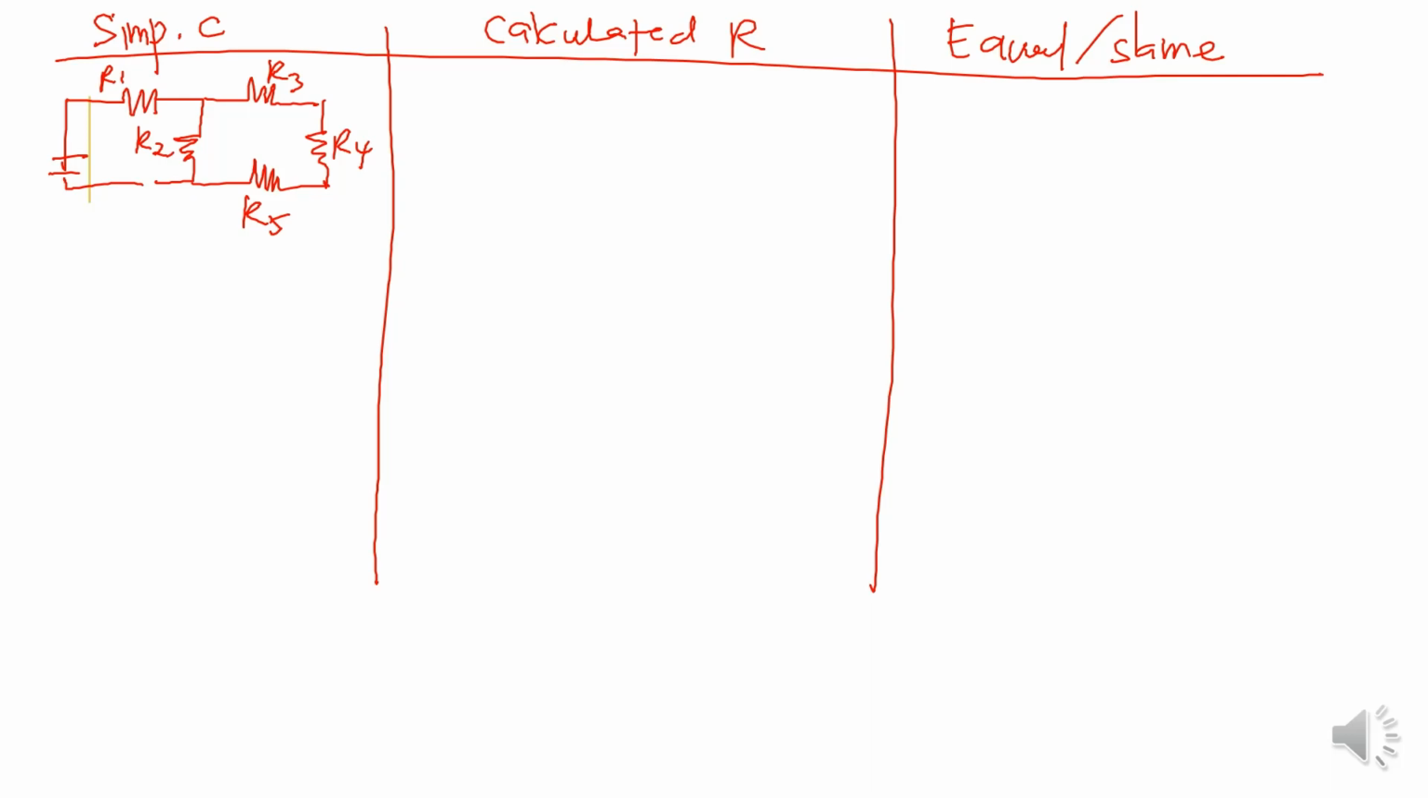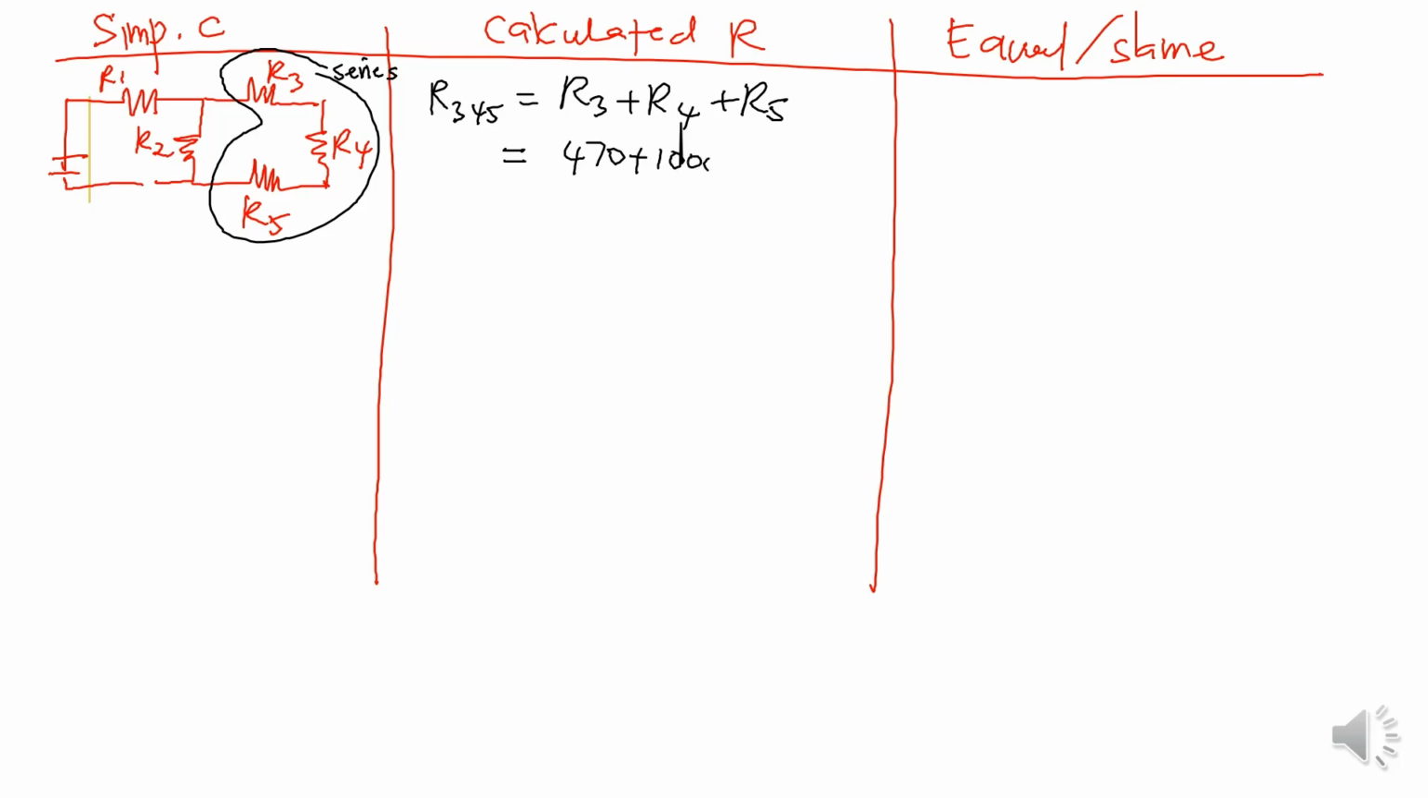Okey, mula-mula kita selesaikan dia ini. Okey, ini disambung secara series. Okey, so bila series kita ambil R345: R3 plus R4 plus R5. Okey, so kita dapat 470 plus 1330, so akan dapat 1800 ohm.